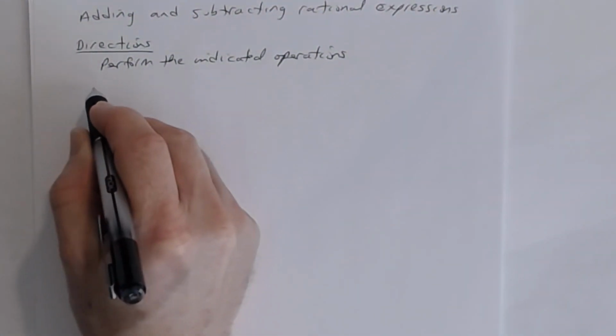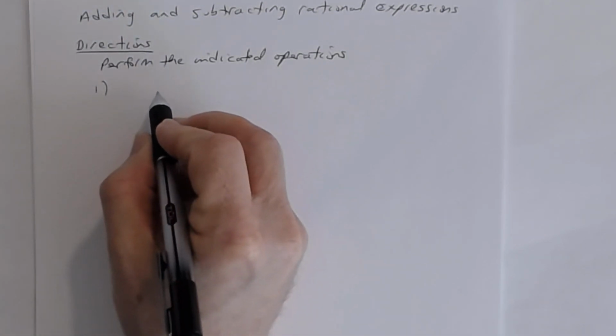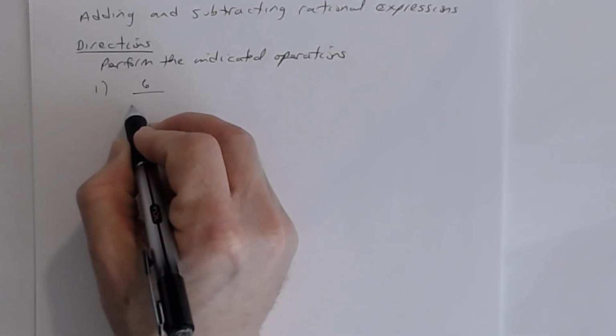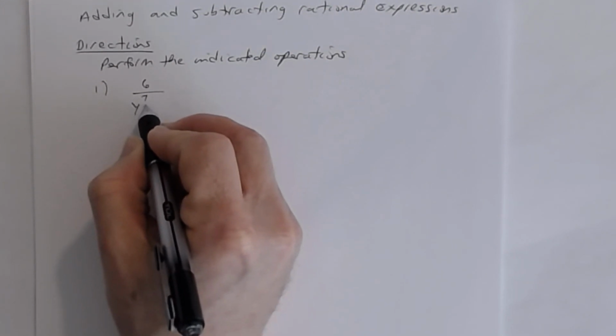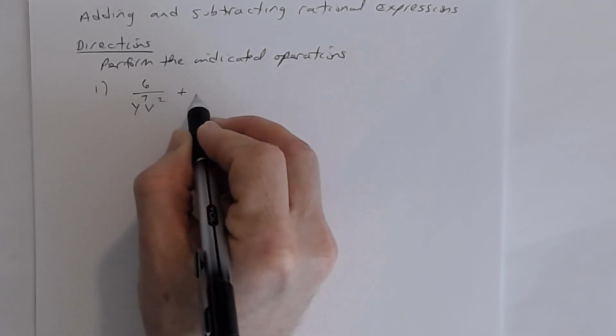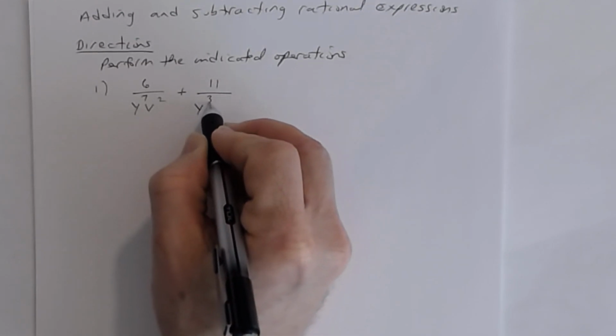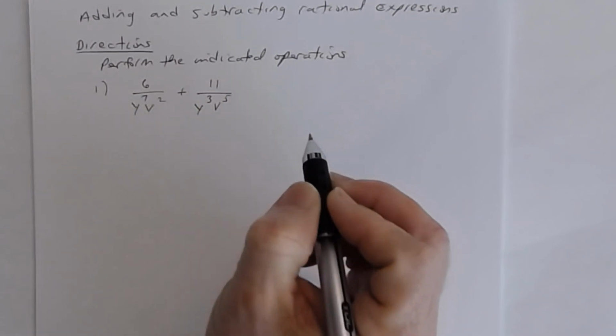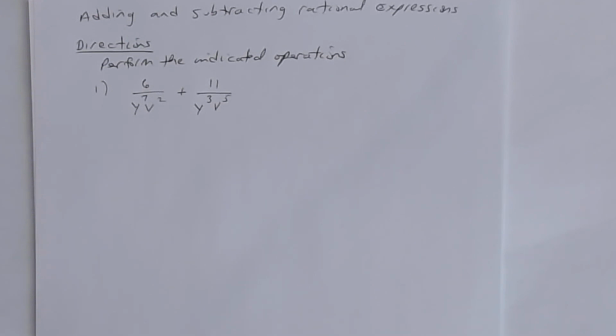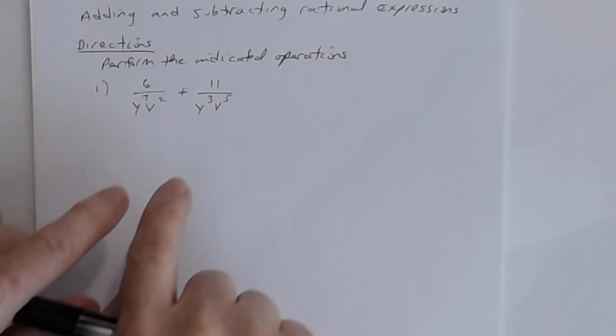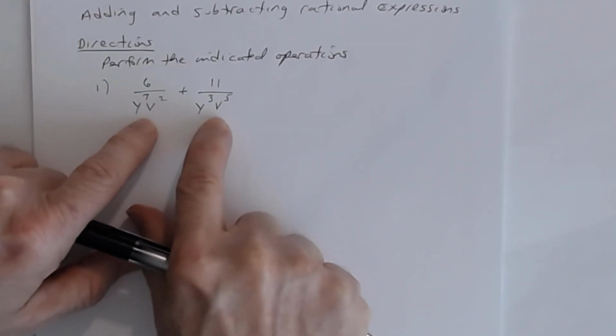So number one, we have 6 divided by y to the seventh v squared plus 11 divided by y to the third v to the fifth. Okay, now whenever you are adding and subtracting rational expressions, the denominators must be the same. Notice that these denominators are different.